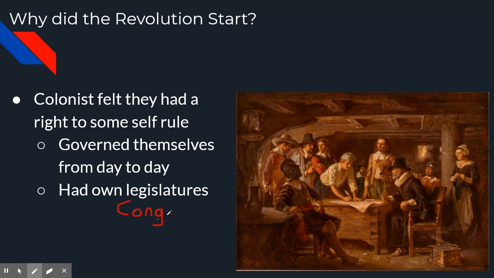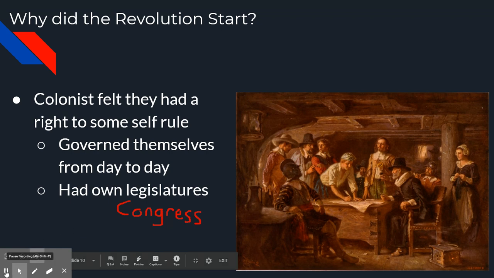They were making their own laws, and suddenly the king comes in and says, you got to follow all my laws now. This is going to make the colonies more and more mad because they feel like they now have no control over their actual own government and their own laws.